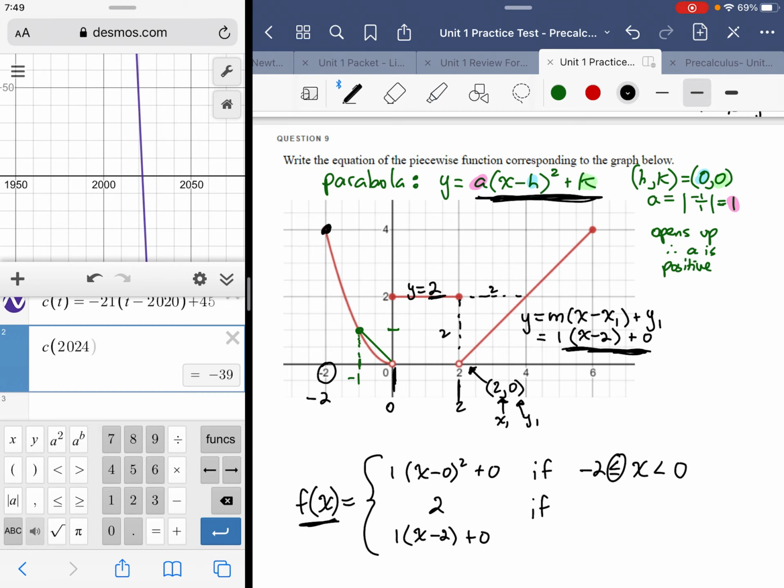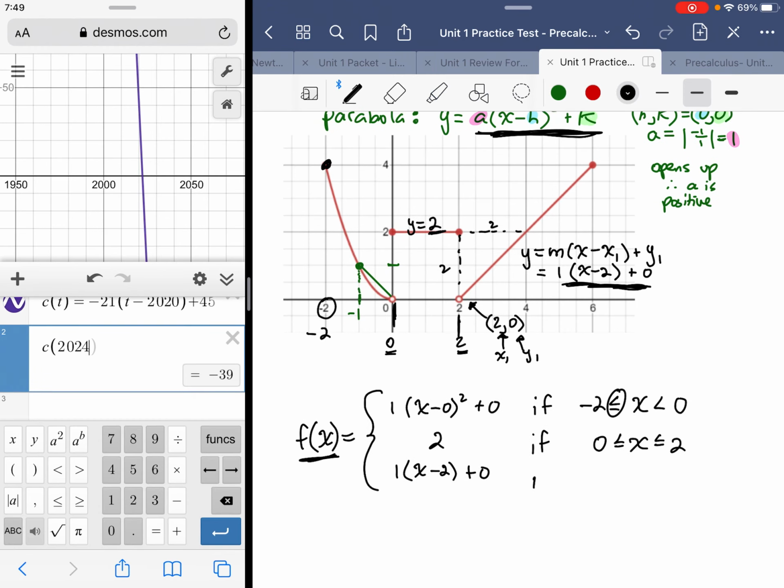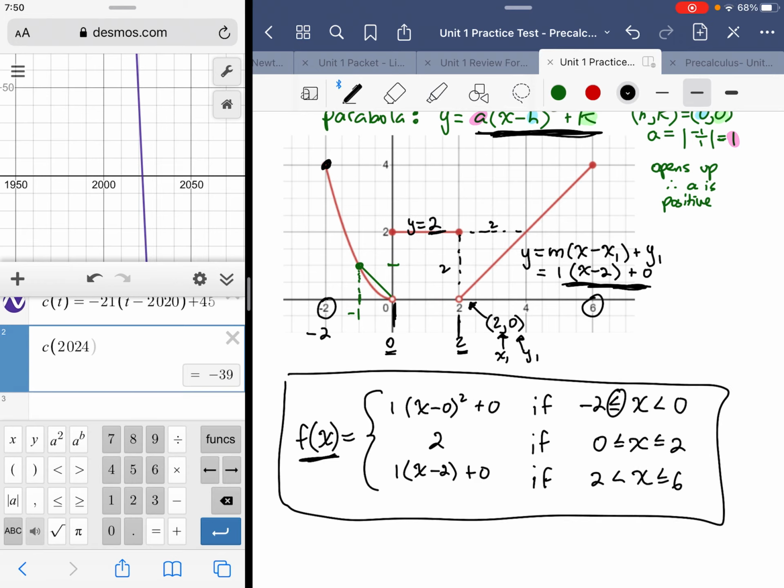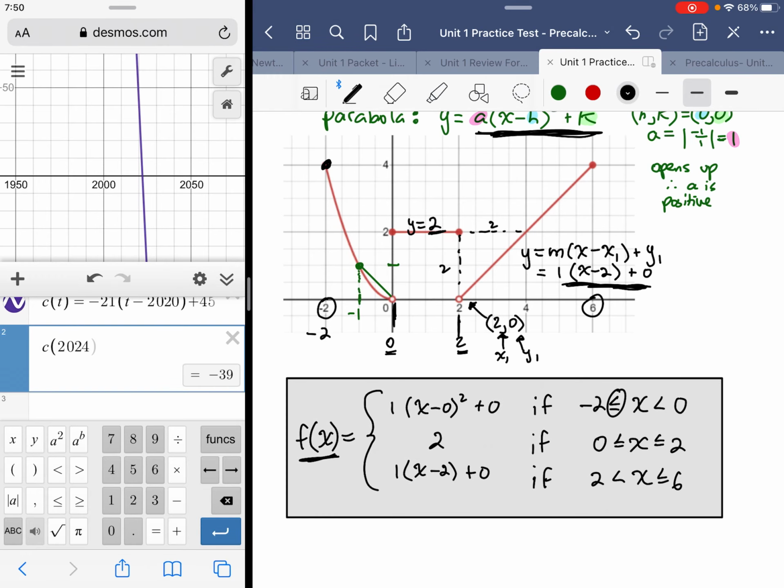The horizontal line goes from 0 to 2. Both of those points are included. So 0 less than or equal to x less than or equal to 2. And then the last piece starts off at a 2, goes to a 6, open circle on the 2, closed circle on the 6, and this monstrosity here is our piecewise function.